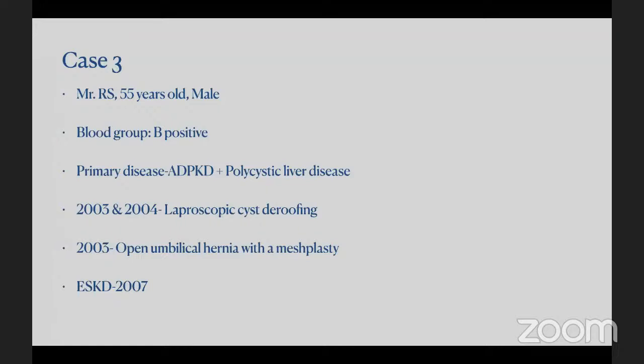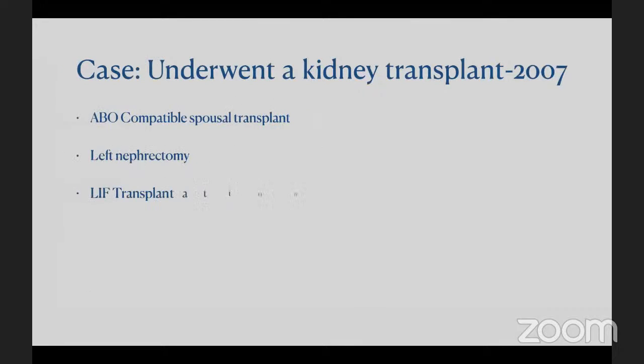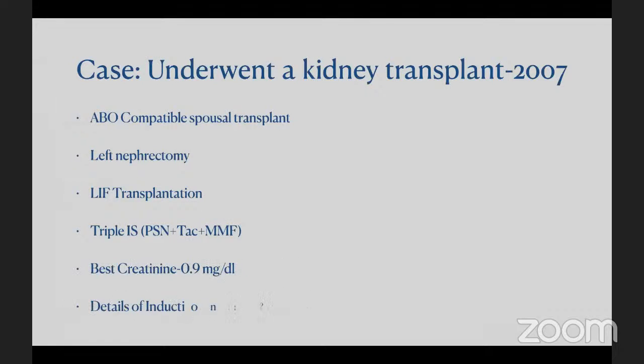In 2003 and 2004, twice he underwent a laparoscopic cyst deroofing. In 2003, there was an open umbilical hernia with meshplasty. He eventually developed end-stage kidney disease in 2007. He had an ABO compatible spousal transplant. Left nephrectomy was done. He was on triple immunosuppression. His best creatinine post-transplant was 0.9. Details of induction for his first transplant were not available with us.